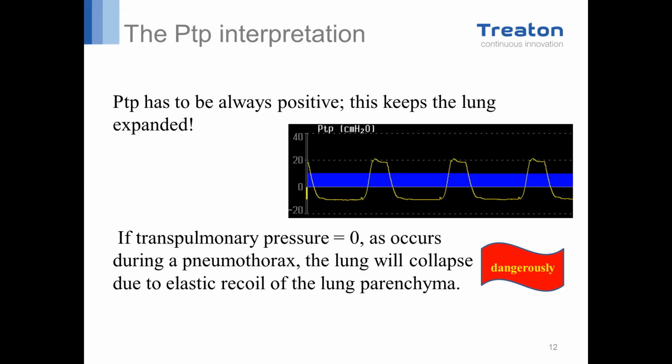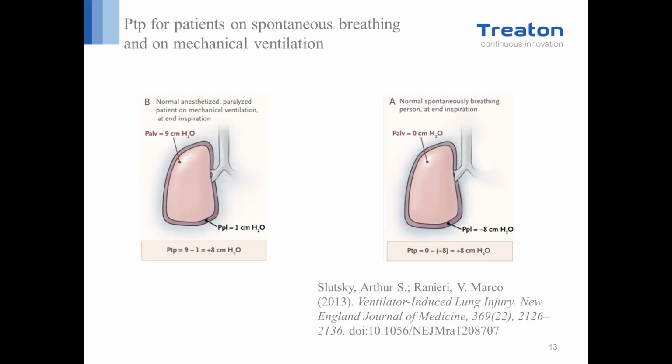How can you interpret PTP? PTP has to be always positive. This keeps the lung expanded. If transpulmonary pressure is equal to 0, as occurs during a pneumothorax, the lung will collapse due to elastic recoil of the lung parenchyma. Now we'll consider different cases.